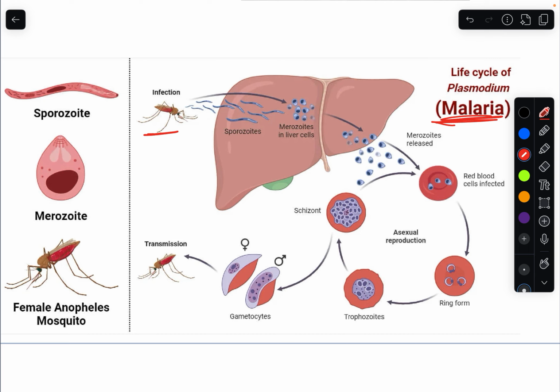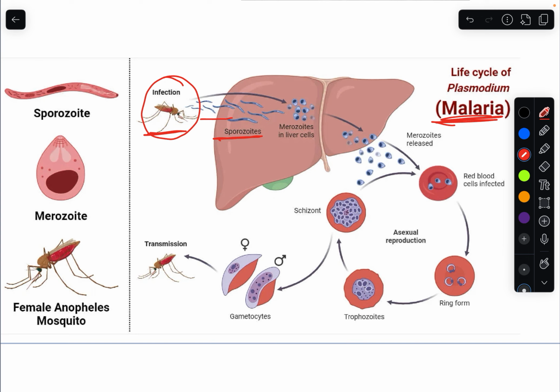As you can see here, this is a mosquito which is carrying the plasmodium in its saliva. There are different forms of plasmodium: sporozoites, merozoites, trophozoites, gametocytes. The infective form is known as sporozoites. They are present in the saliva of the Anopheles mosquito. When such a mosquito bites a person, it injects its saliva into the blood circulation, so the sporozoites also come into the circulation.